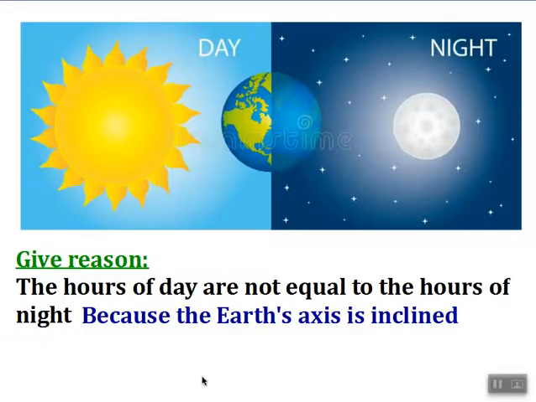So give reason. The hours of day are not equal to the hours of night. Why does this happen? Due to the inclination of the earth's axis, or because the earth's axis is inclined.